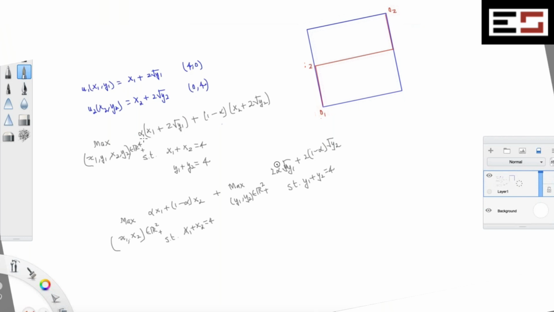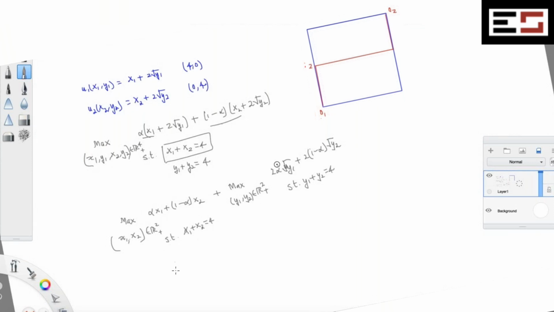Because this part of the problem is not really affected by y1, y2, and this is the only constraint that matters. If you solve this separately and solve that separately and add the objectives, it's going to give you the same solution as solving the entire problem together. It's not going to make any difference. Yes or no?